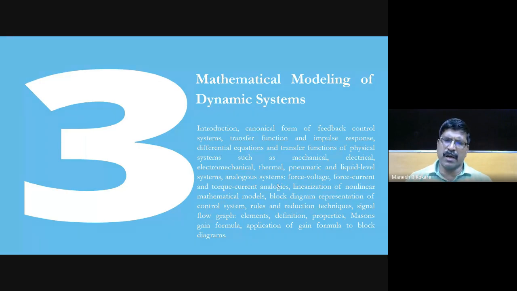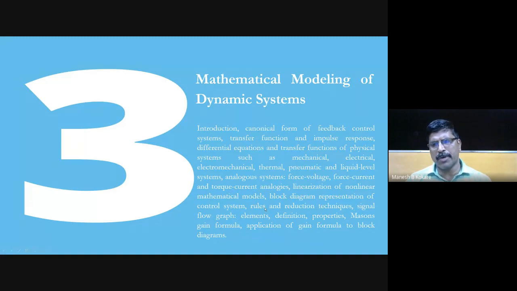And then once we study this analogy between the mechanical system and electrical system, after that we will study how to represent the system with block diagram, and then how to reduce the block diagram into a single block to find out the overall transfer function of that system. So this is one of the ways of finding the transfer function of the system. And then the second way is signal flow graph.